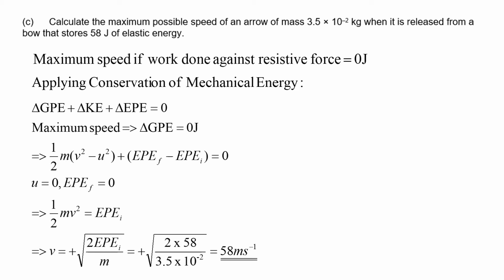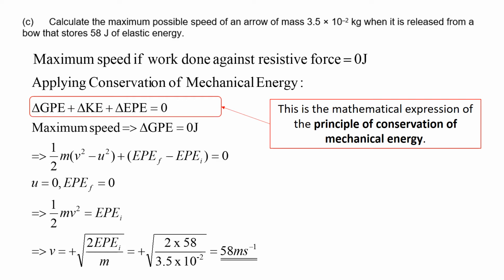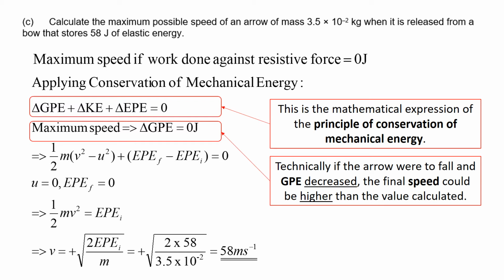So just to highlight a few things, this expression you can see here is the mathematical model of the principle of conservation of mechanical energy that you've learned about. And one thing that occurred to me when I was doing this is actually going, well, if the arrow were to fall, it could actually have higher speed than this because it could increase the final velocity. But clearly in this question, they weren't expecting you to think that in depth about it.